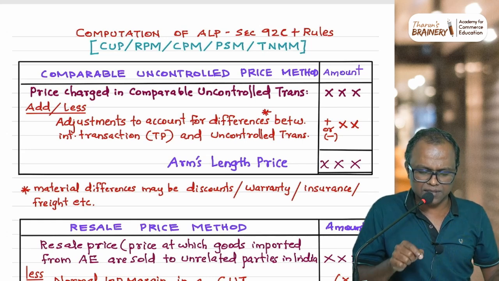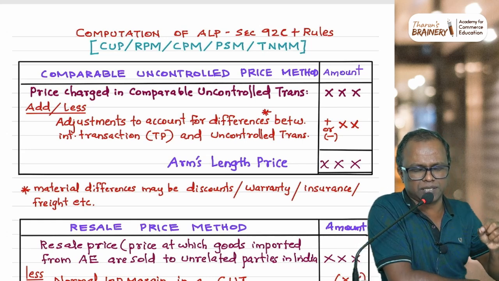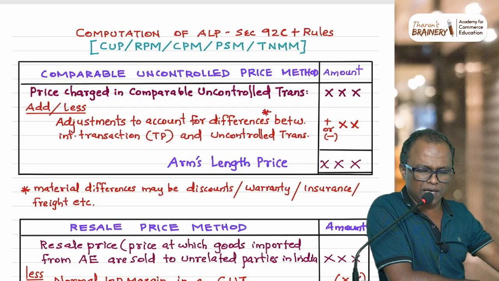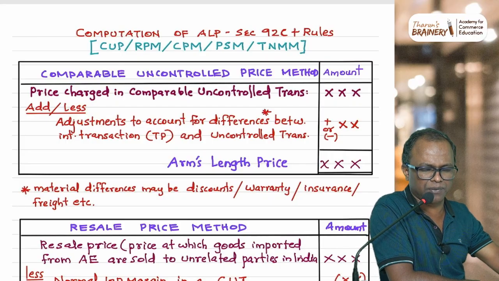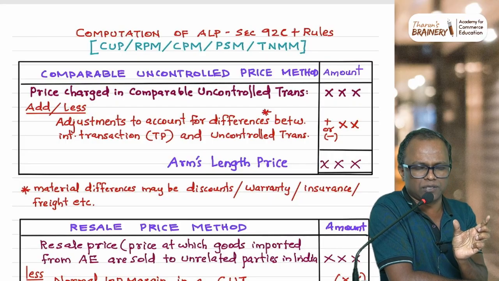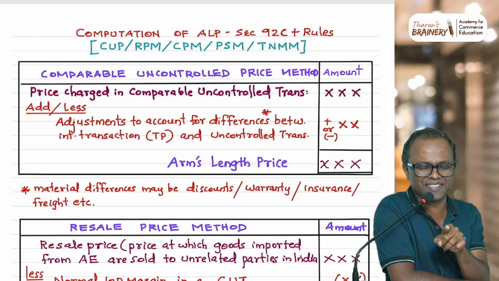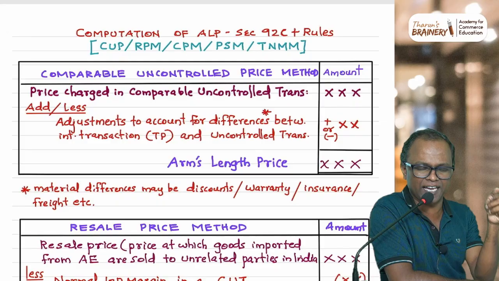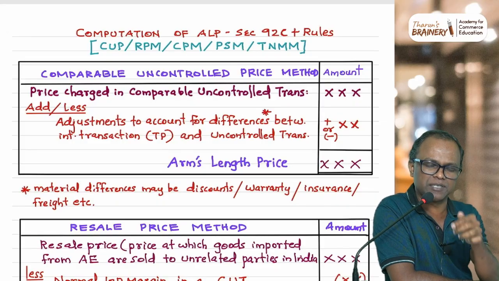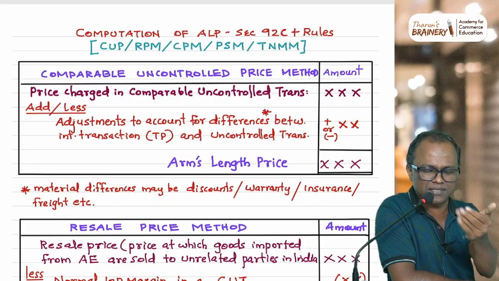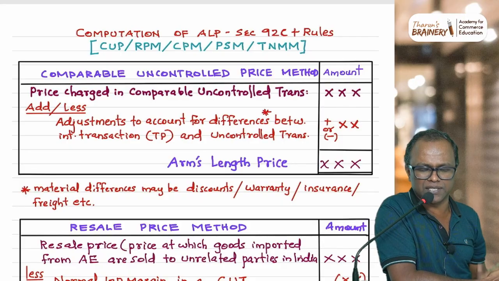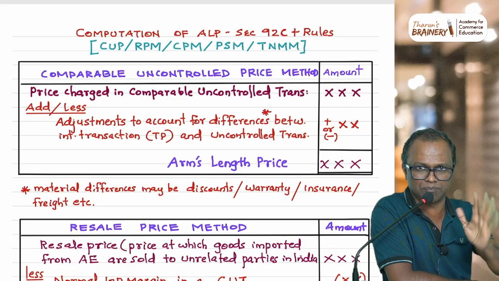Then this arm's length price should be compared to the transfer price, the actual transaction carried out with the related party. Then find out the difference. Then decide whether a TP adjustment should be made, that is, whether the payment is more than the ALP or whether the receipt of income is less than the ALP. Then only make the adjustment. You will get the total income of the assessee. This is the way; this is the first method we should apply.